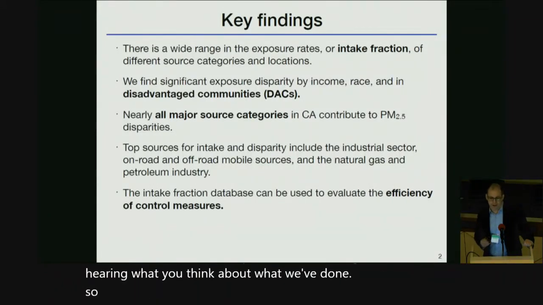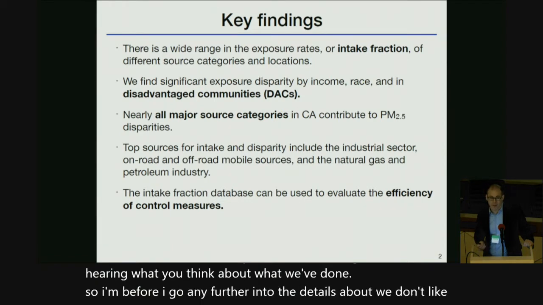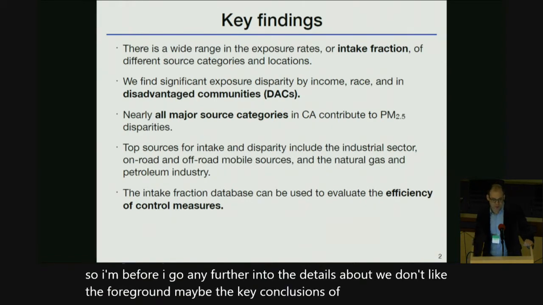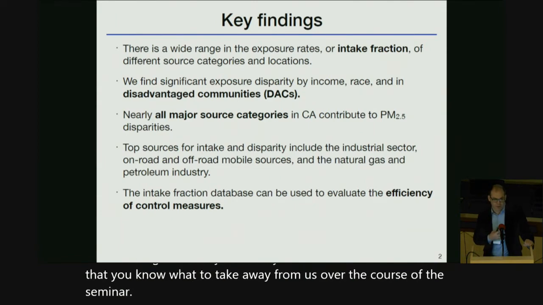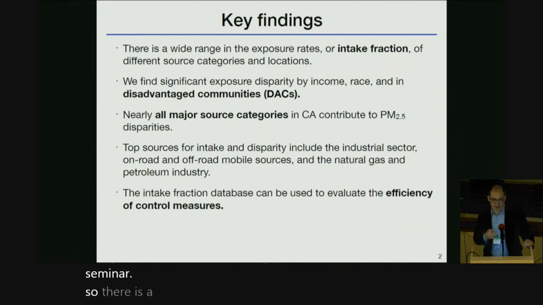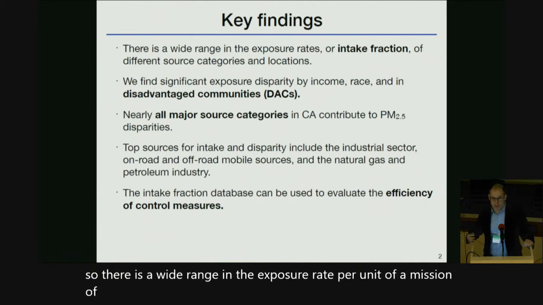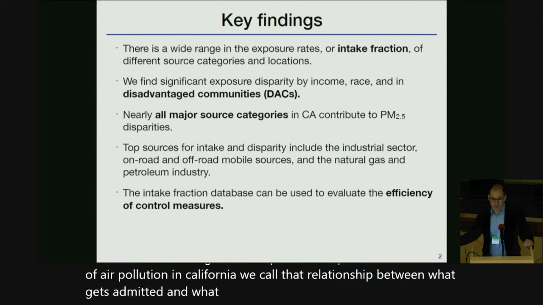Before I go any further into the details of what we've done, I'd like to foreground maybe the key conclusions of the work so that you know what to take away from us over the course of the seminar. So there is a wide range in the exposure rate per unit of emission of air pollution in California. We call that relationship between what gets emitted and what gets exposed, that ratio, the intake fraction. We'll be talking quite a lot about that today.